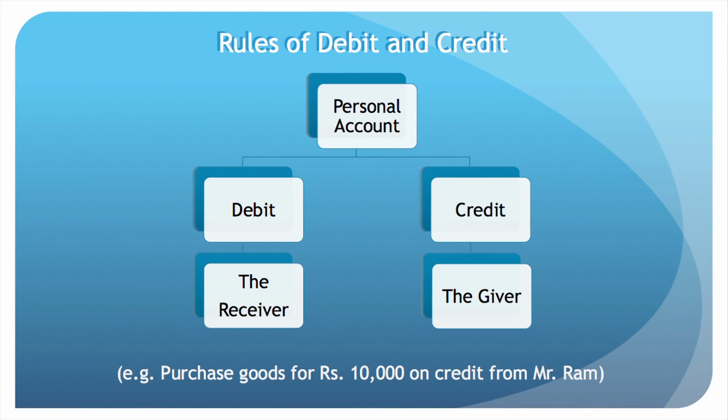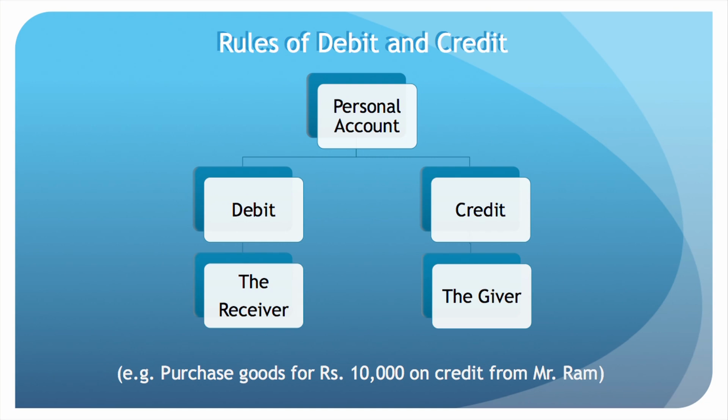So if we are recording the transactions in personal account, the rule is that for debit, the receiver will be debited, means the account, or for a better understanding, suppose Mr. X receives something, so he is the receiver, so his account will be debited. If Mr. Y gives something, then he is the giver, then his account will be recorded on the credit side. So the rule is debit the receiver and credit the giver.